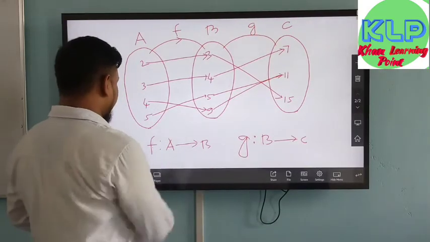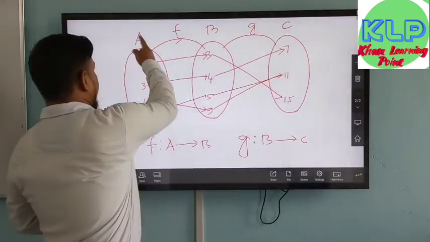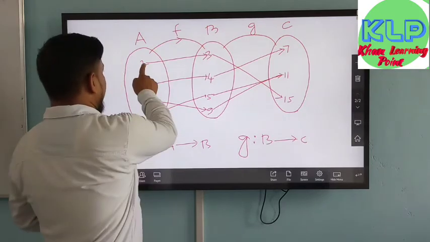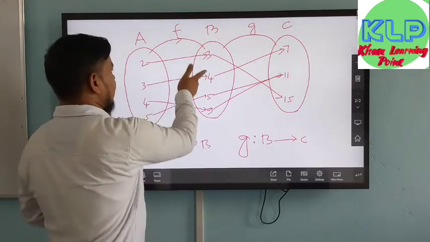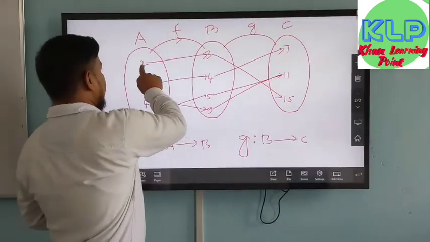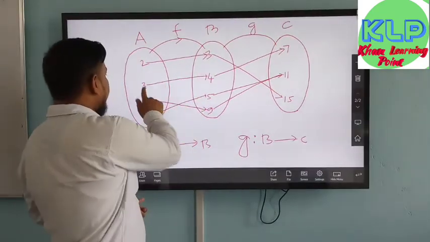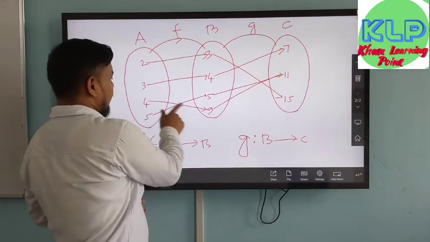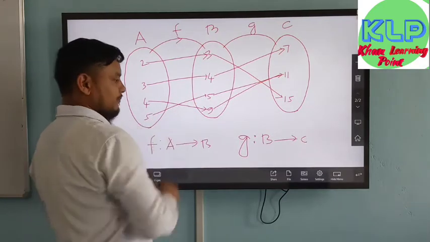Here under the function f, A is the domain, the element 2 is associated with the element 3 of the codomain B. That is, image of 2 is 3, similarly image of 3 is 4, image of 4 is 9, image of 5 is 5.